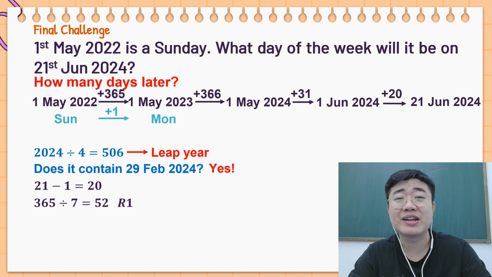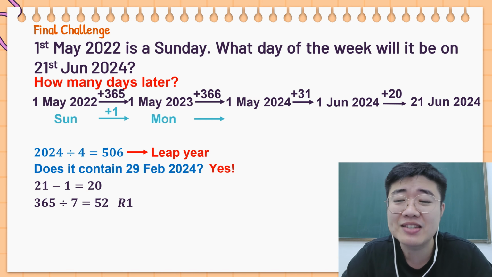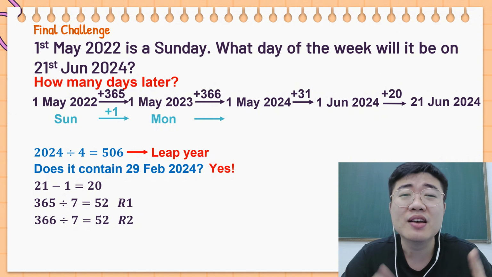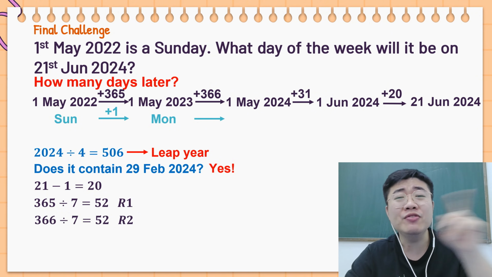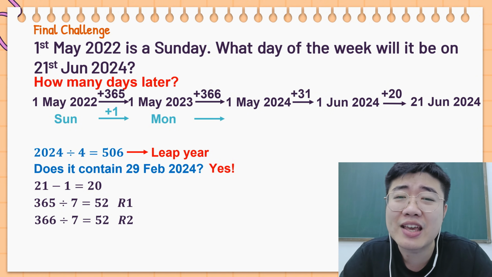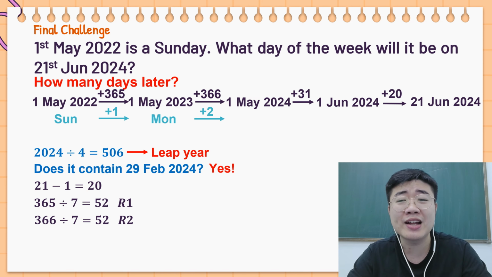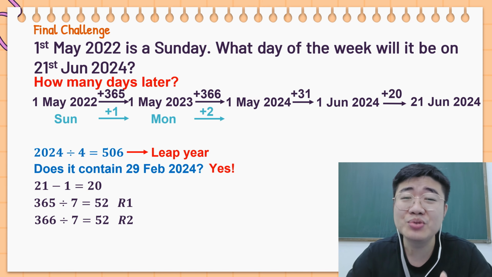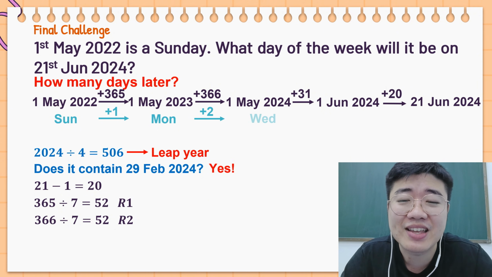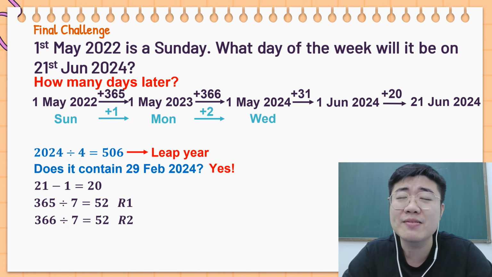Now, the next one, 366 days, let's divide by 7. This part gives us a remainder of 2. So means after Monday, we have to find 2 days later. First 1 day later, it will be a Tuesday. 2 days later, it will be Wednesday. So this part is a Wednesday.